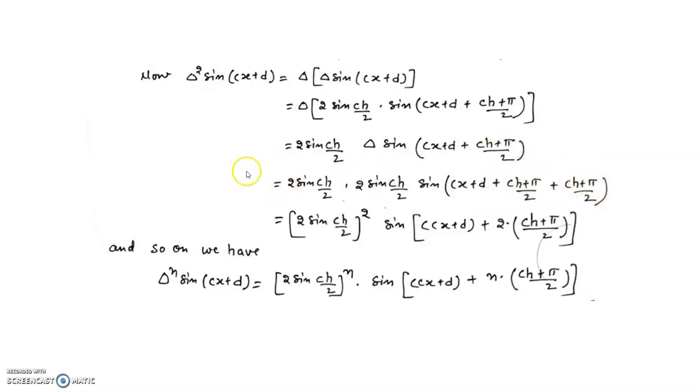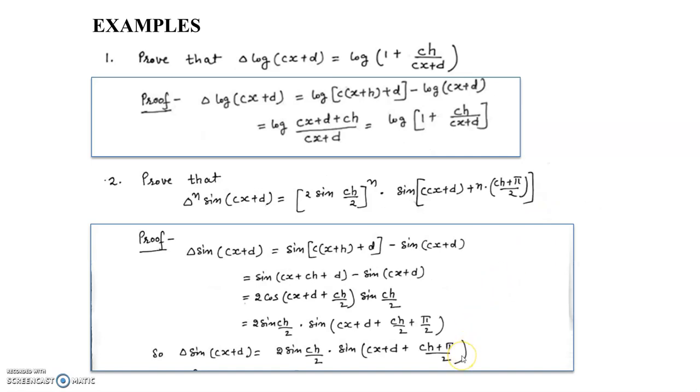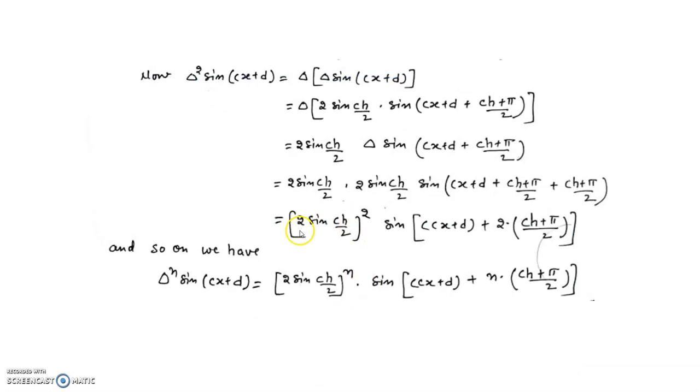So after simplifying, we have the second order forward differences: delta square of sin(cx + d) is equal to (2 sin(ch/2)) whole square into sin(cx + d + 2 times (ch + pi/2)). Now we'll observe carefully this first order and then second order. In first order, 2 sin(ch/2) is raised to power 1, and here 2 sin(ch/2) is raised to power 2. So in first order we have power 1, in second order we have power 2, likewise in nth order we will have power n.